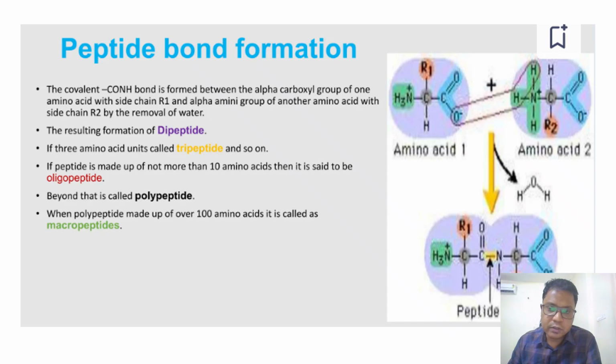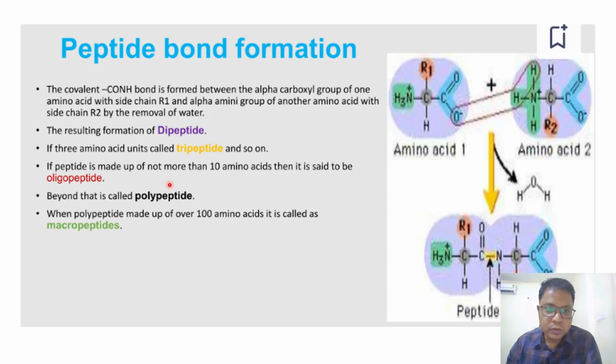Peptide bond: it is also important to know what a peptide bond is. The covalent CONH bond is formed between the alpha carboxylic acid of one amino acid with side chain R1, and the alpha amino group of another amino acid with side chain R2. You can see in the picture that the bond is forming between the carboxylic group of one amino acid and the NH2 group of another amino acid. After elimination of a molecule of water, it forms a CONH bond. This is called an amide bond or peptide bond.